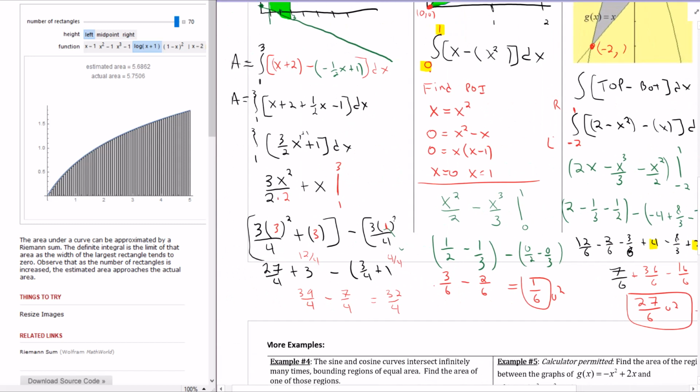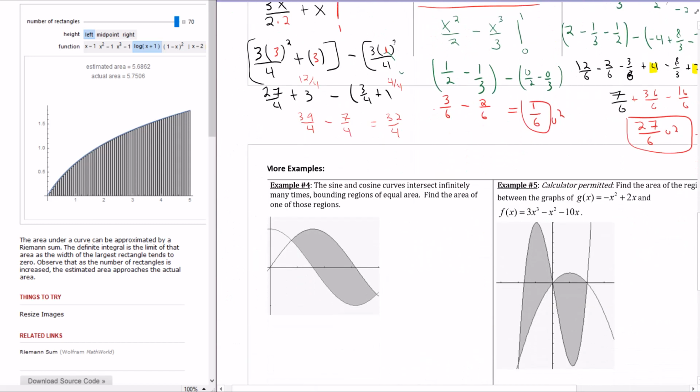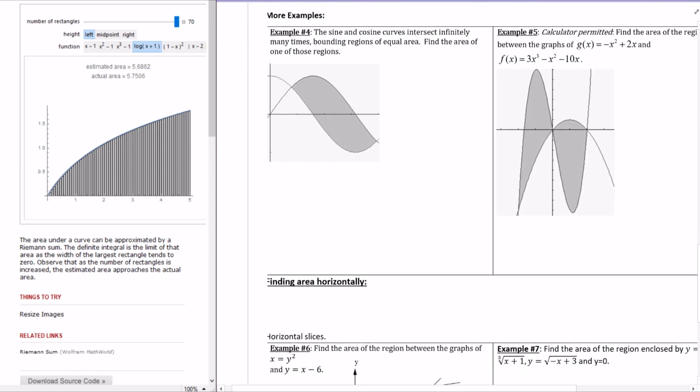Let's do a couple more examples just to see some different types of things that happen and maybe relearn our unit circle here. So here it's saying the sine and cosine curves are graphed below. They intersect an infinite amount of times, right? Because they're oscillating and they're off a little bit, so they intersect a bunch of times. Here's one such example. They're bounding regions of equal area. Each time they intersect, they bound a region of equal area. We want to find the area of one of those regions.